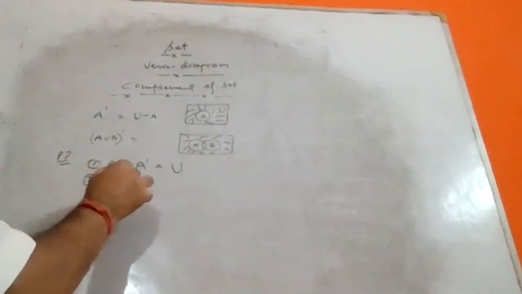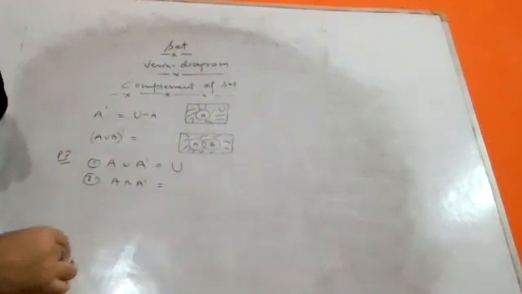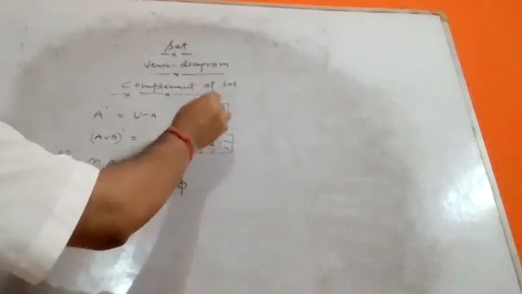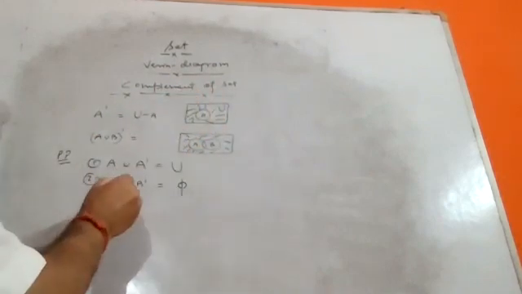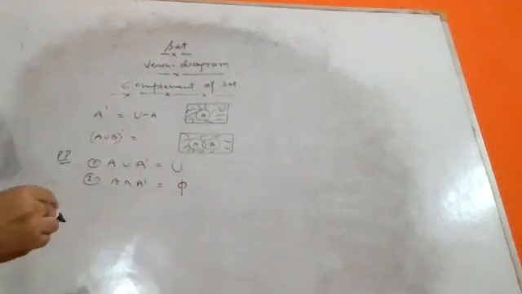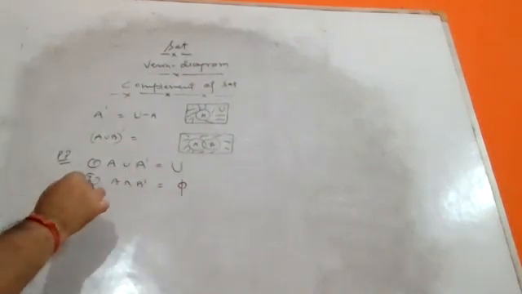And the second property: A intersection A dash. Nothing is common, that is phi, the empty set. This one and this one, no element is common between them. So the answer is A intersection A dash is phi. This is your second property.